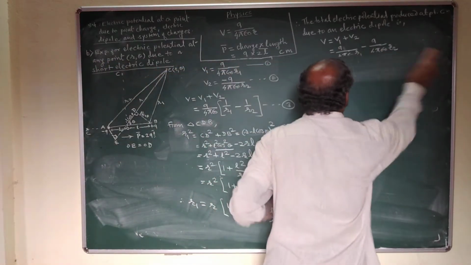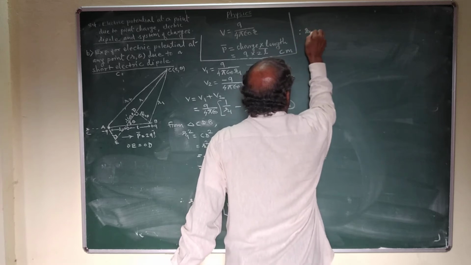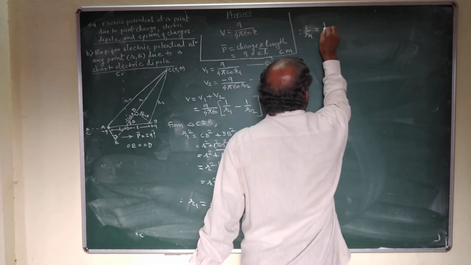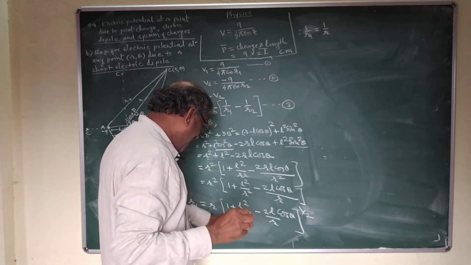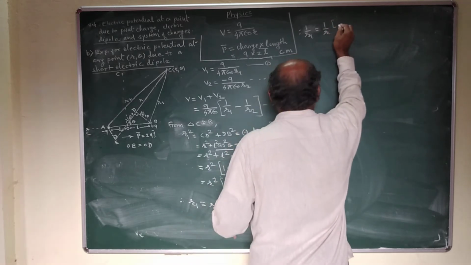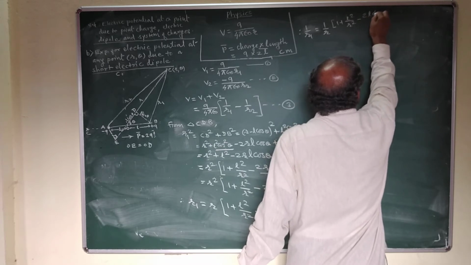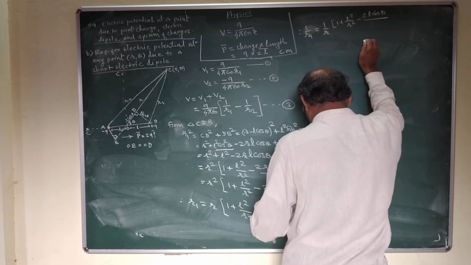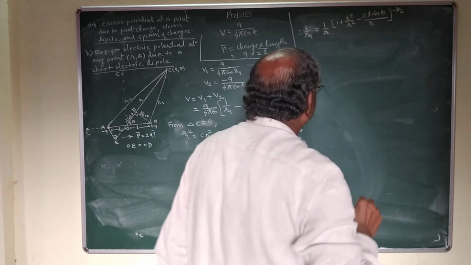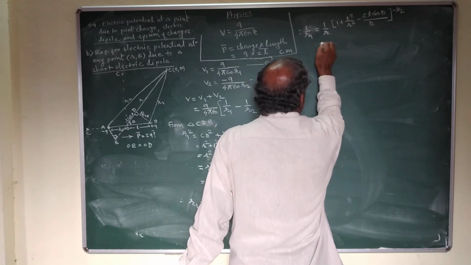Therefore, we can write 1 upon R1 is equal to 1 upon R, and 1 upon this, that is (1 plus L square upon R square minus 2L cos theta upon R) to the power minus half.